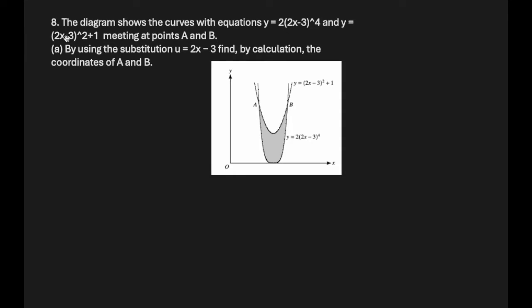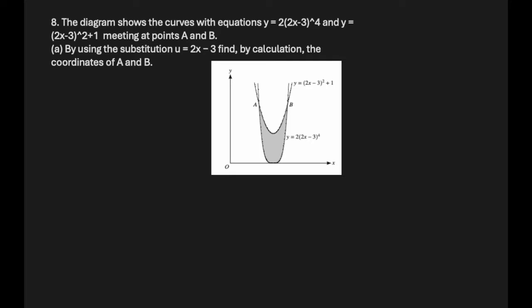Question number 8. The diagram shows the curve with this equation, and the two curves are meeting at points A and B. By using this substitution, calculate the coordinates of A and B. Since they are at the same level, their y coordinate is expected to be the same. So let's do it.